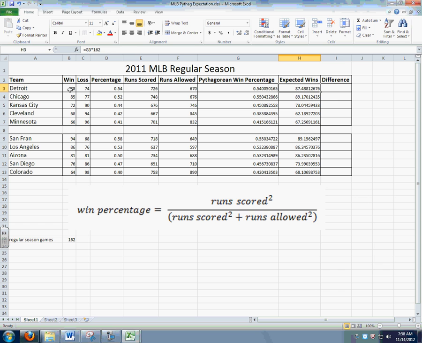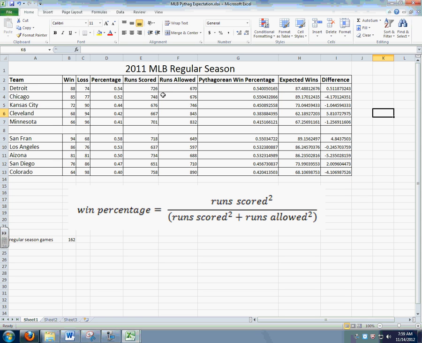They won 88. Okay, so to find the difference here, we're going to say equals what happened minus what was expected. So they had a difference of half of a game. So basically, they performed exactly how they should have based on their runs scored in 2011. So we drag this all the way down, and get rid of this one, and then we can see what happens.